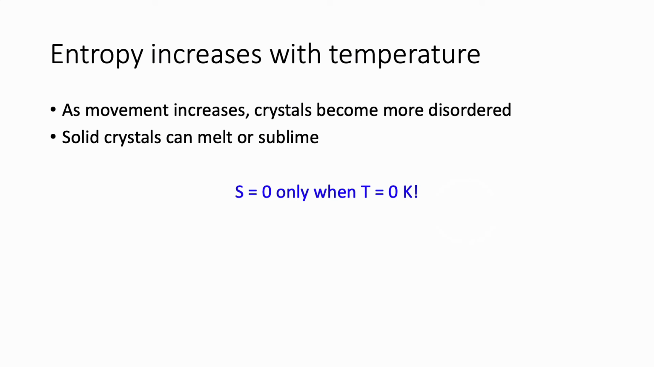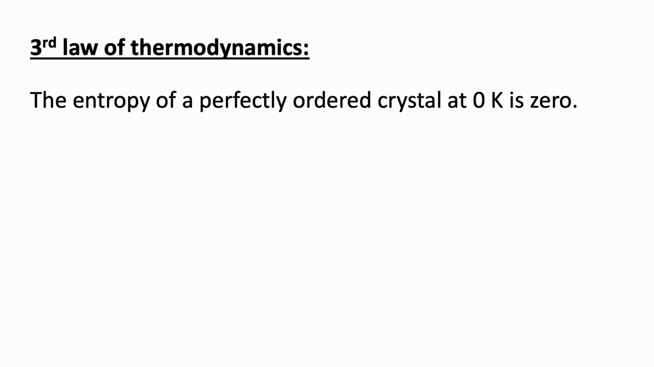So the only way you can have entropy being zero is when the temperature is 0 Kelvin. So we have the third law of thermodynamics. I don't know if you've heard the second law yet. You probably heard the first law of thermodynamics, which is related to the conservation of energy. But I'm going to introduce the third law first. The third law of thermodynamics tells us that the entropy of a perfectly ordered crystal at 0 Kelvin is 0.